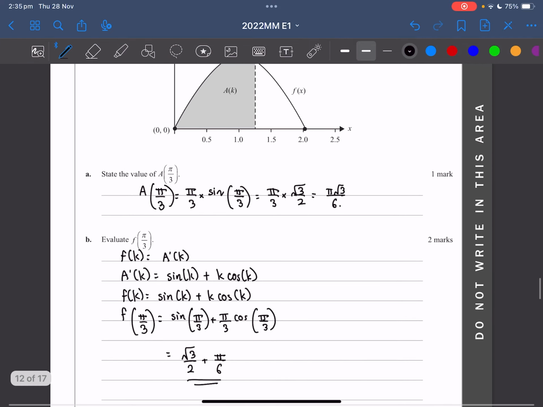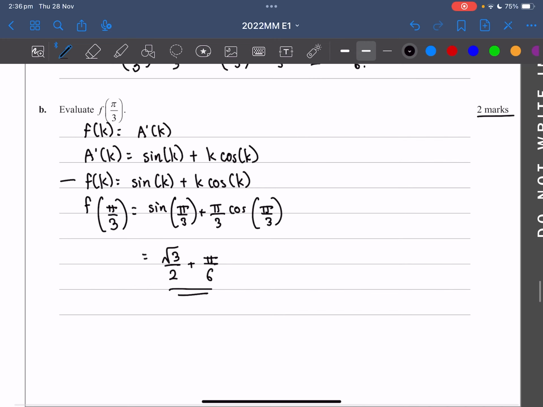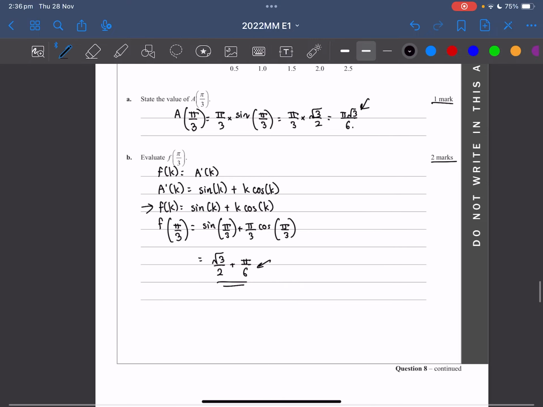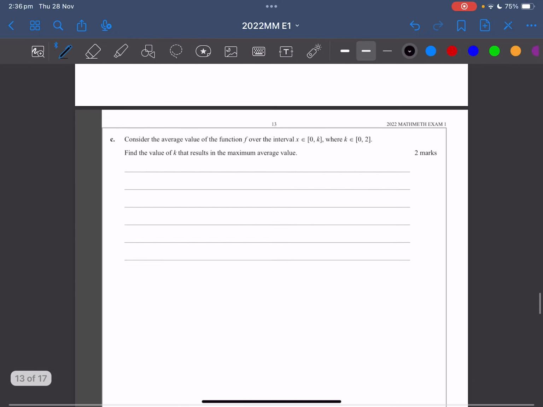Okay. So 1 mark just for the answer, 2 marks for giving this, and 1 for that. Okay. So hopefully this makes sense. Alright, so let's move on to the next question.